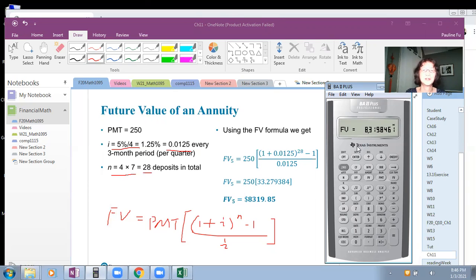Okay, so this is this example. All right, in summary, this lecture presents the concept of annuities, such as types of annuities, the number of payments PY, and the interest conversion period CY. This lecture also computes the future value of ordinary simple annuities.